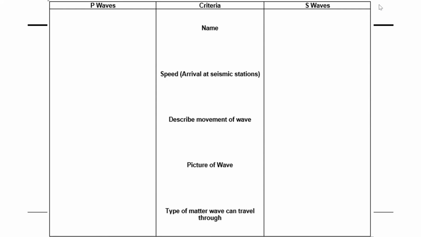Cole, how fast do they go? They're the fastest kind of waves. They are the fastest. They go fast. So one thing, I didn't ask you to do this, but when do they arrive at the seismic station? First. So they arrive first. What did they say the motion was here? Push and pull.